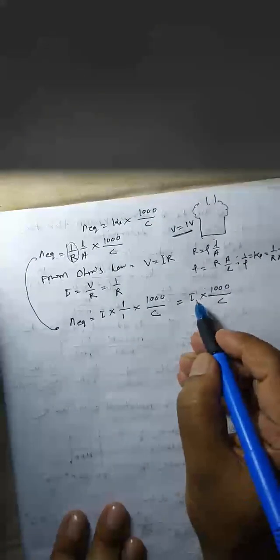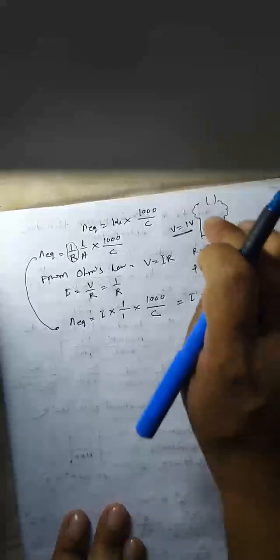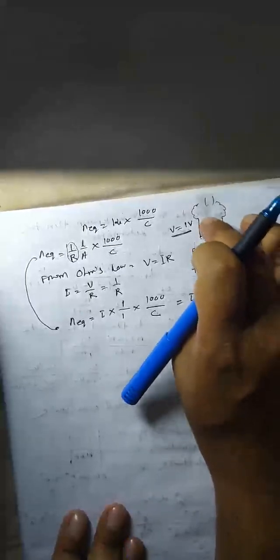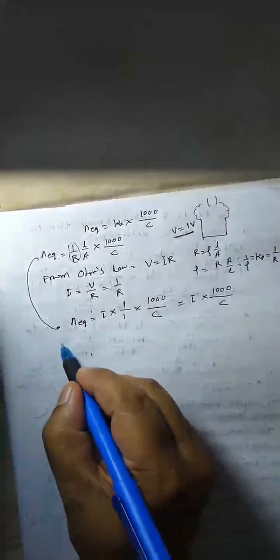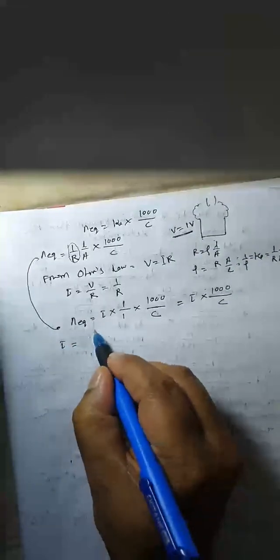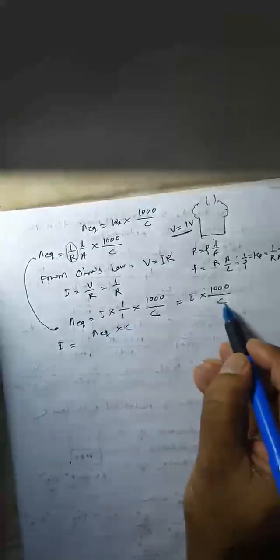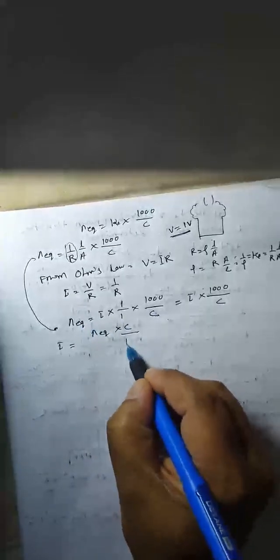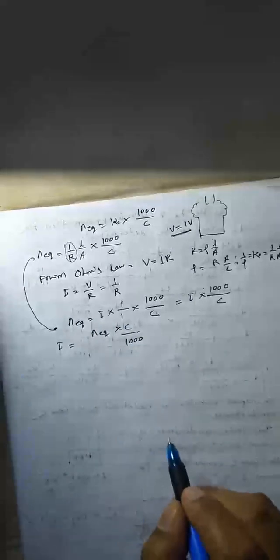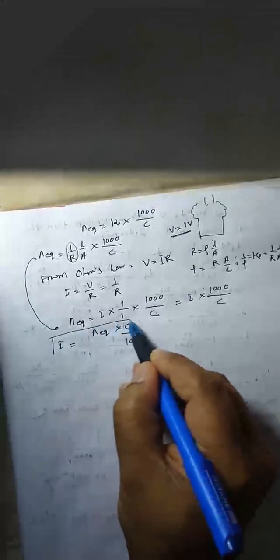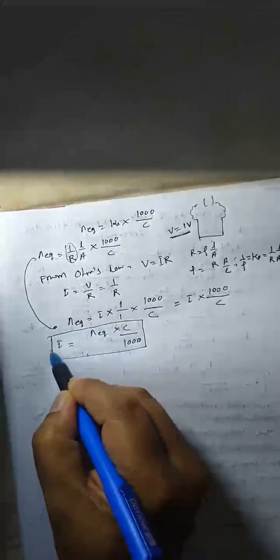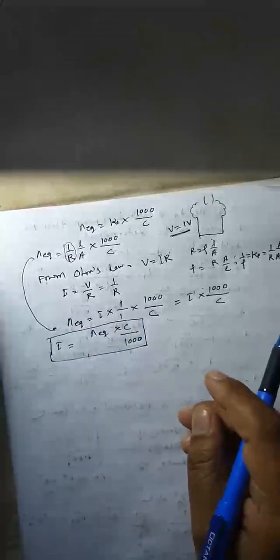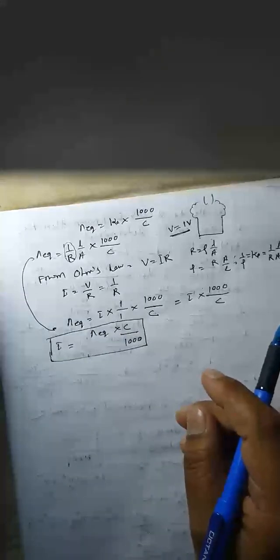Now what is the current? My aim is to find out what is the current flowing inside it. Now the current flow is equal to lambda EQ into C, and the 1000 will come to this side as division by 1000. This is the current carried in a unity cell.